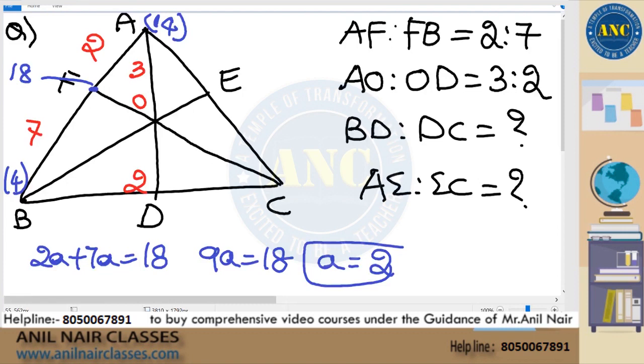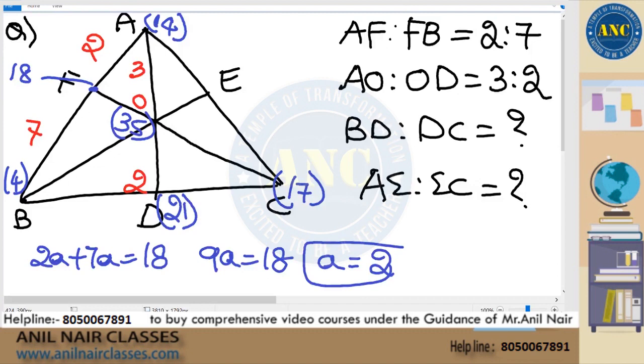So these are nothing but already we got the answer. 2 sevens are 14, 3 sevens are 21. If I take it as 21, this will be 17. These 17, 18 plus 17 is 35. Easy question. Overwrite all the answers.